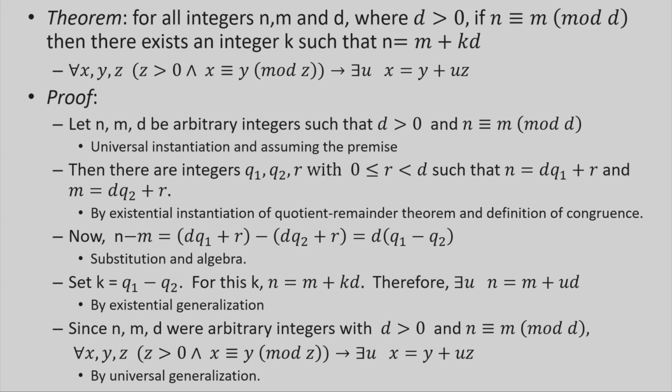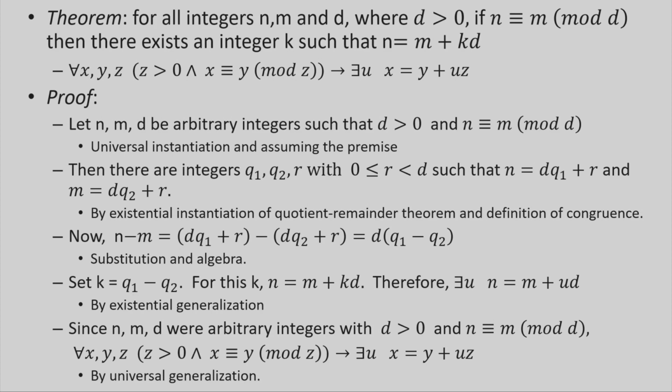Now we are going to go backwards from instantiating things to generalizing things. We could give a name k to q1 minus q2. And now we got, again, using existential generalization, that since n equals m plus kd for k equal q1 minus q2, there is some u, which is q1 minus q2, such that n equals m plus u times d.